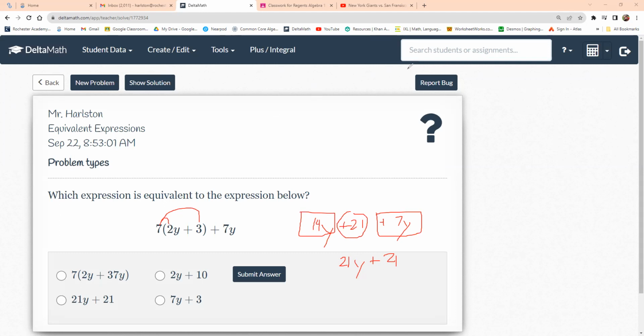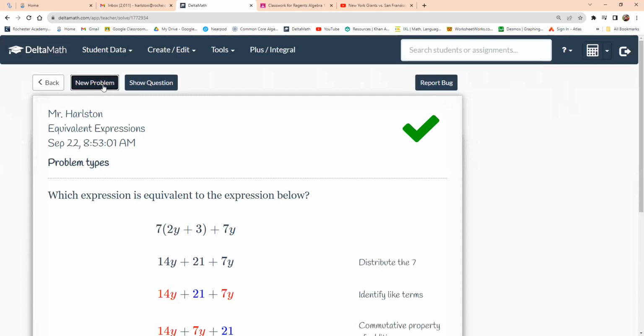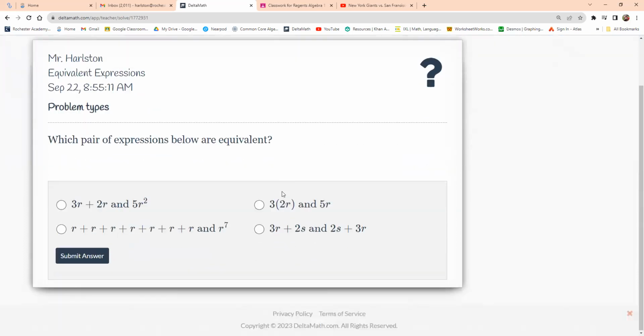So let's clear this. Go here, choose this, submit. All right, it says that's the right answer. All right, let's do another one. This one says which pairs of expressions are equivalent.